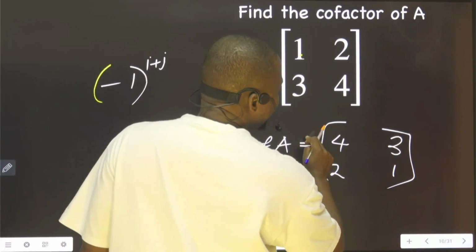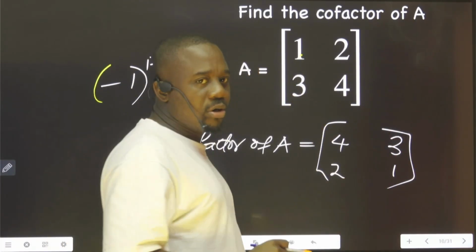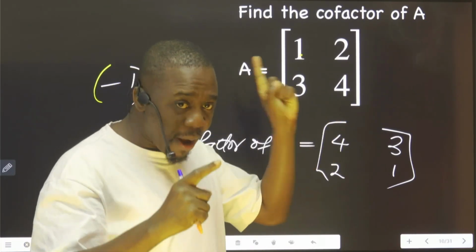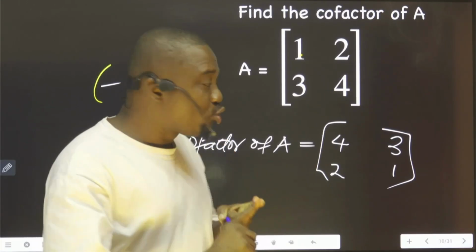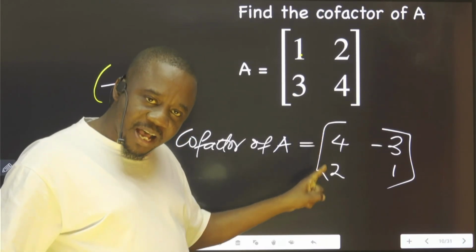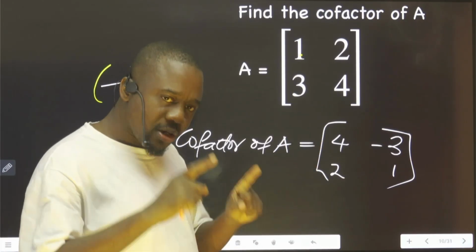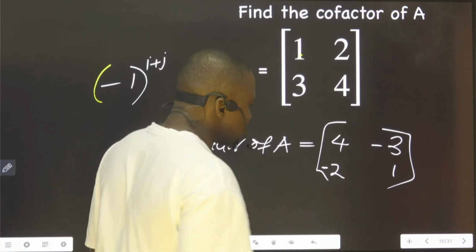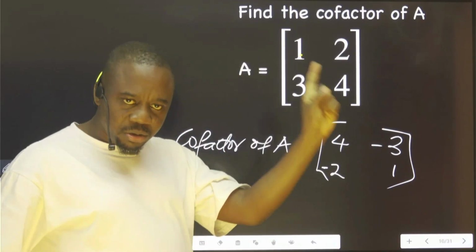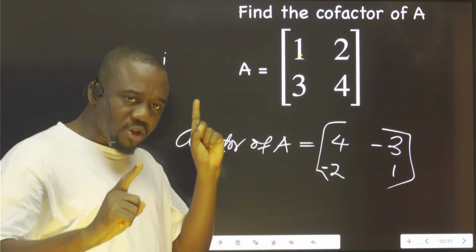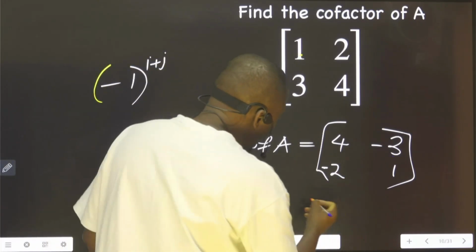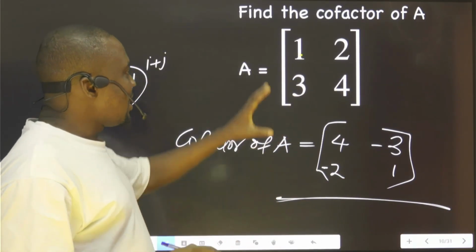This one, first row, second column. With that one now, you see, it is odd. First, second. That is 1 plus 2, odd. Odd will produce minus. This is what? Second row, first column. Odd again. To produce minus. This is what? Second row, second column. 2 plus 2, even. If you put it here, you're going to have plus. So this is plus. So this now is the cofactor of A.